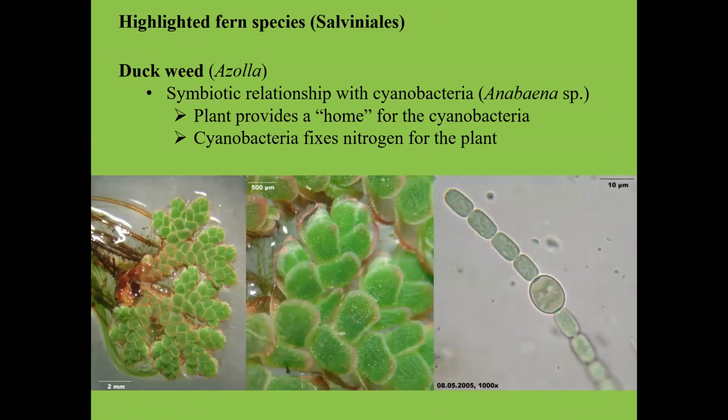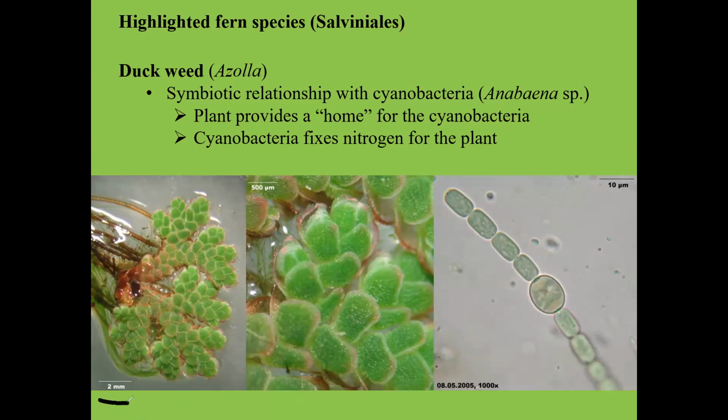Azolla has a symbiotic relationship with cyanobacteria. And the cyanobacteria that it has the relationship with is called Anabaena. But basically, it's similar to what we saw in the hornworts, in that here, the plant is providing a nice home for the cyanobacteria. And as a mutual kind of symbiotic relationship, the cyanobacteria is going to provide nitrogen for the plant.